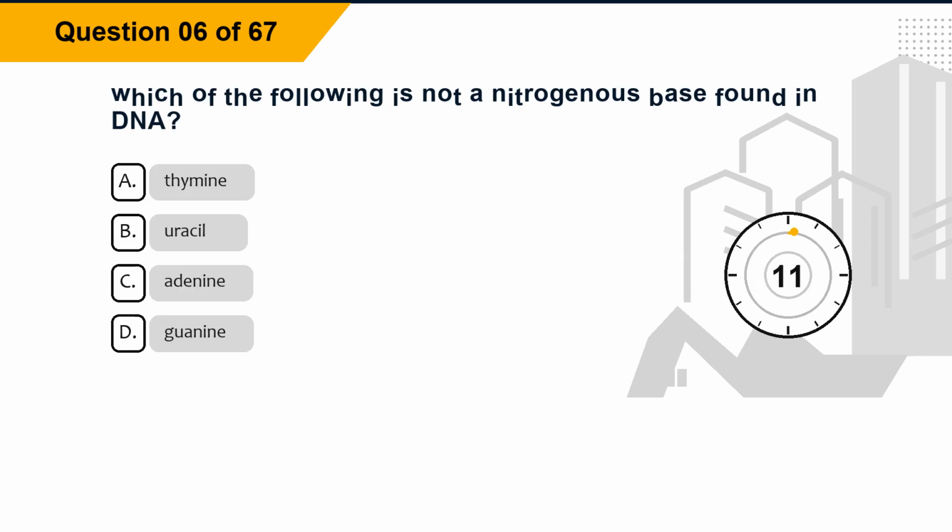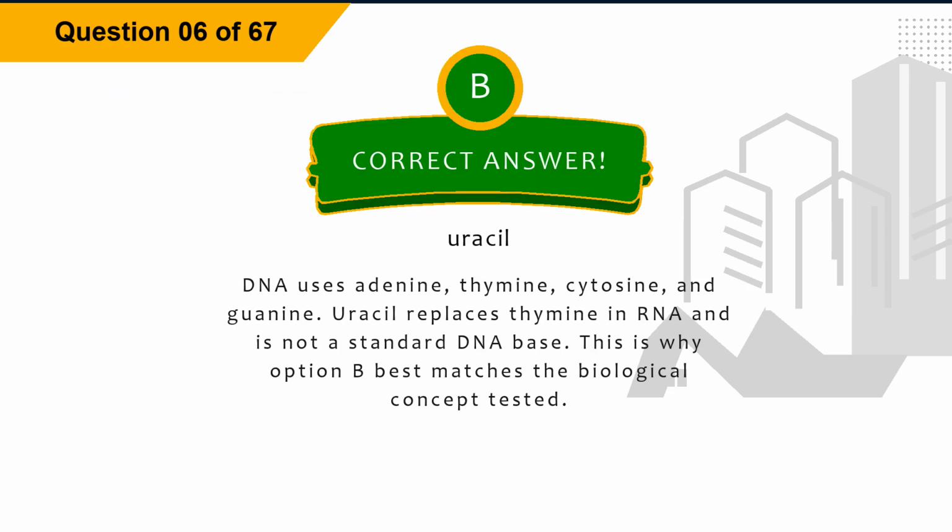Question 6. Which of the following is not a nitrogenous base found in DNA? Option A, thymine. Option B, uracil. Option C, adenine. Option D, guanine. The correct answer is option B, uracil. Explanation. DNA uses adenine, thymine, cytosine, and guanine. Uracil replaces thymine in RNA and is not a standard DNA base. This is why option B best matches the biological concept tested.